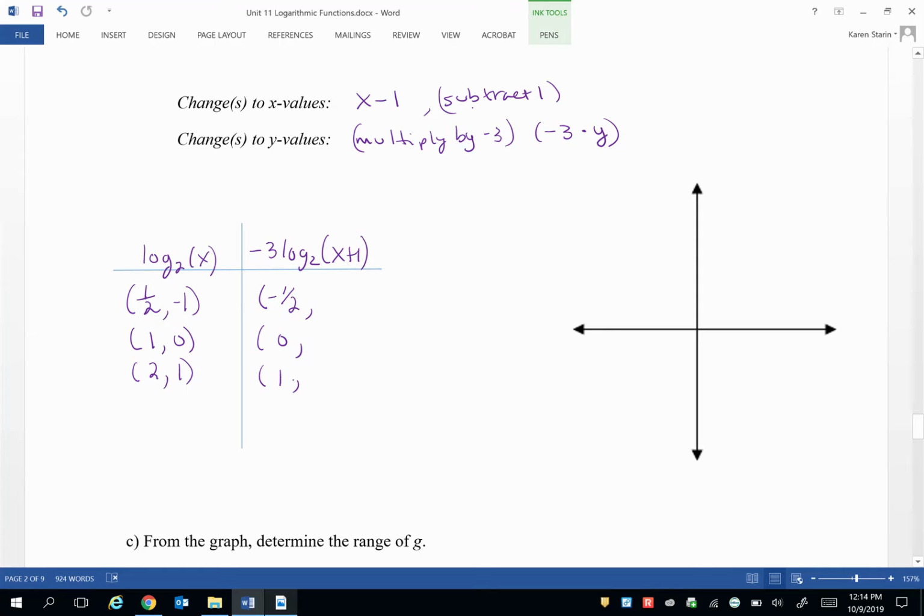Now for the y values, I'm going to do both transformations in one step of multiplying by -3. So -1 times -3 is +3. 0 times anything is still 0. And +1 times -3 is -3. Now our original vertical asymptote was x equals 0. Because it's an x equals statement, anything I did to the x, I also need to do to the equation of the vertical asymptote. So we subtracted 1. 0 minus 1 is -1.